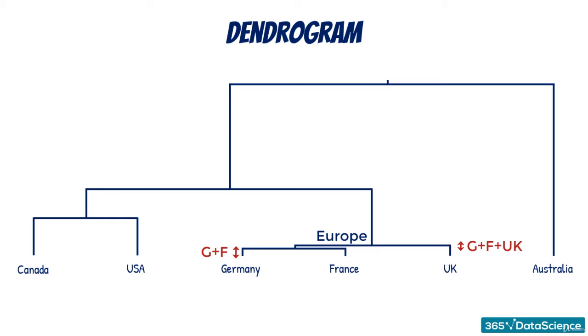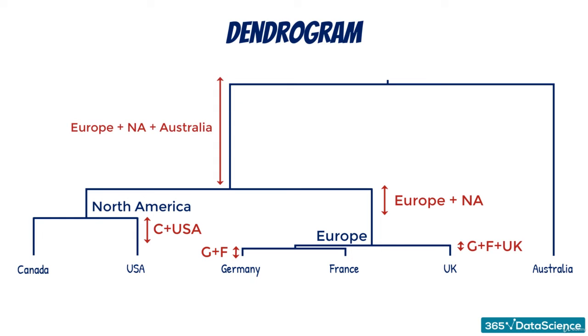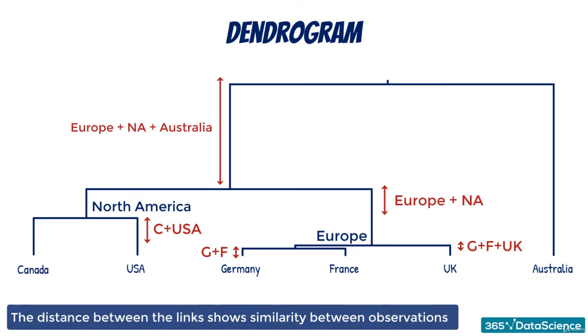The USA and Canada came together not long after. However, it took half of the dendrogram to join these 5 countries together. This indicates the Europe cluster and the North America cluster are not so alike. Finally, the distance needed for Australia to join the other 5 countries was the other half of the dendrogram, meaning it is extremely different from them. To sum up, the distance between the links shows similarity, or better, dissimilarity between features.